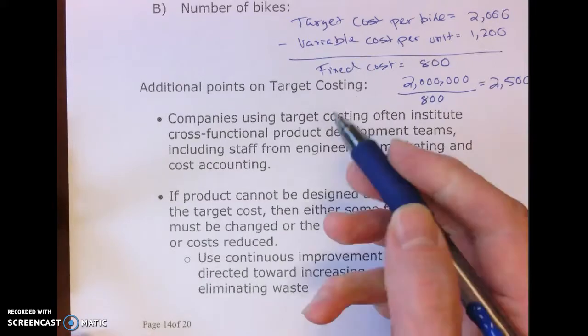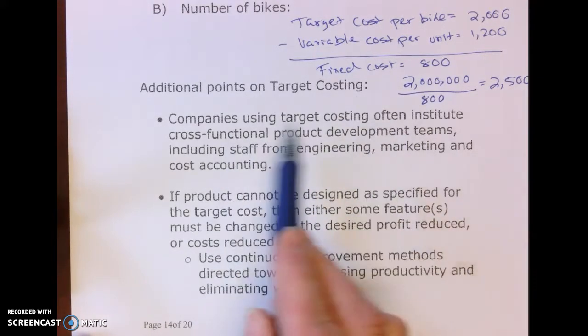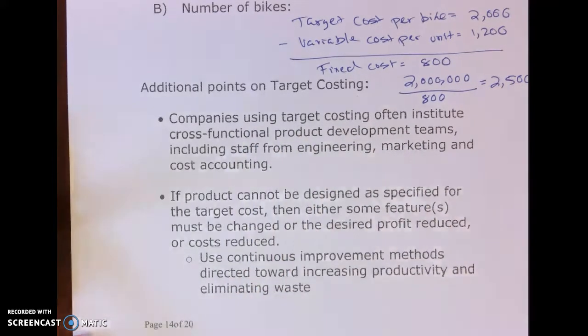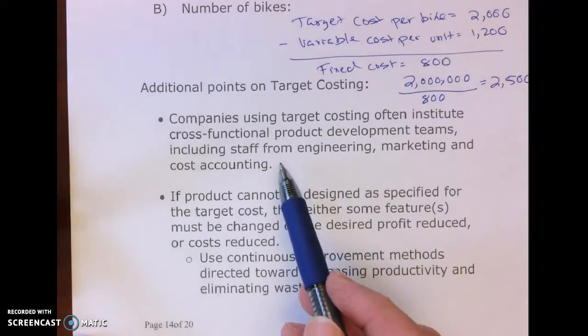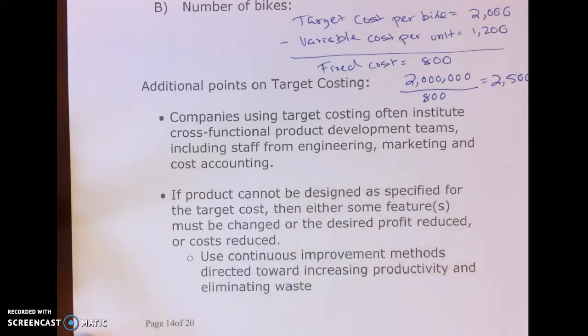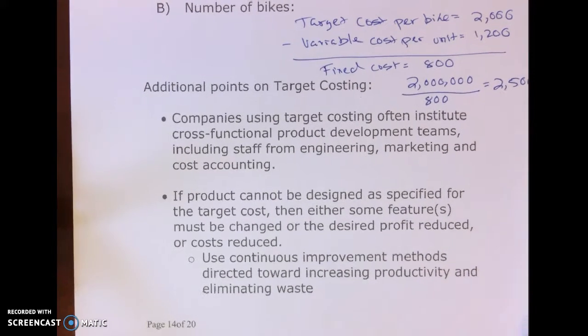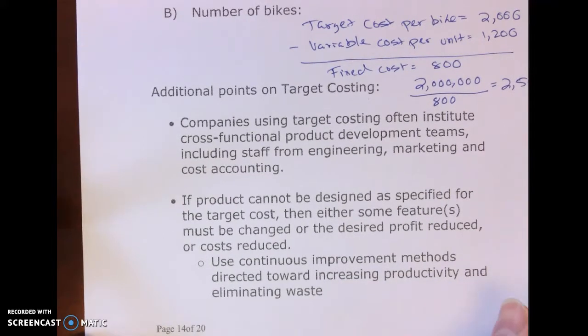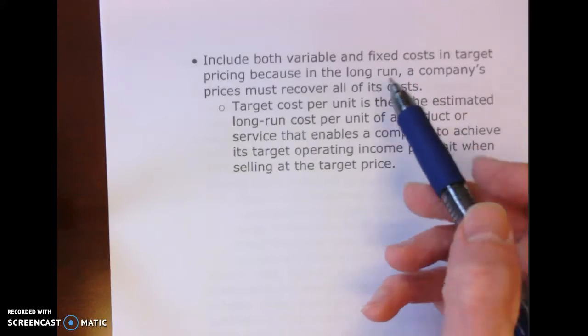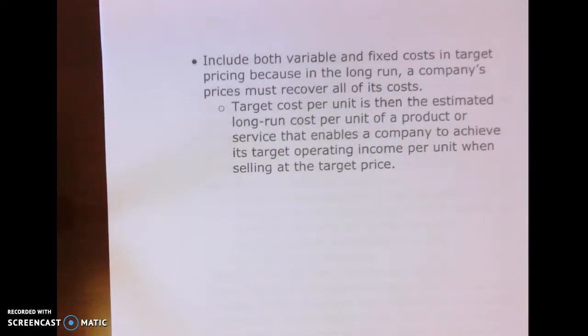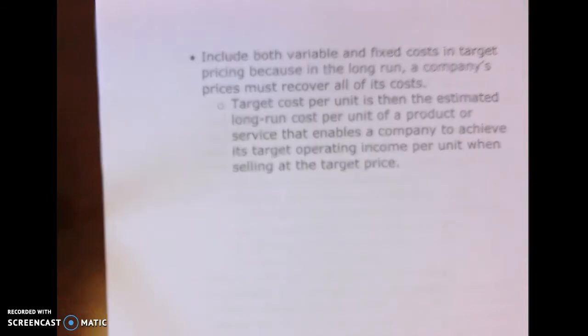And so just a few additional points on target costing. As I mentioned earlier in the other video, companies using target costing often institute cross-functional product development teams from engineering, marketing, and cost accounting. And again, if you can't design it as specified for the target costing, you either have to reduce some of the features or change your desired profit margin. And of course, you can use continuous improvement methods to increase productivity and continue to eliminate waste to get down to that target profit. And in the long run, you do want to include both variable and fixed costs so that you can recover all your costs, okay?